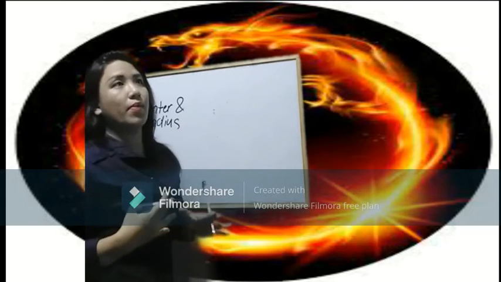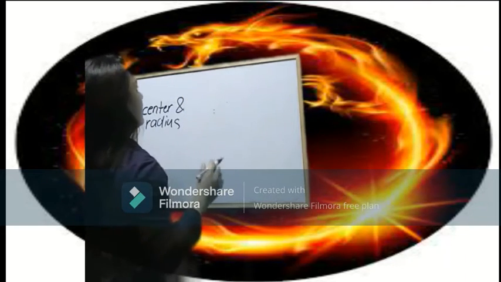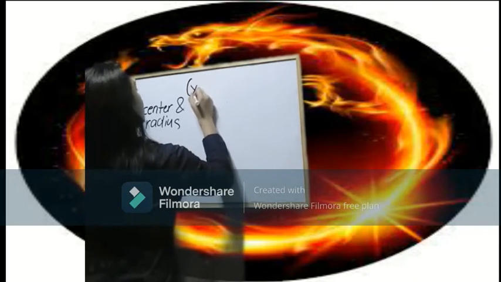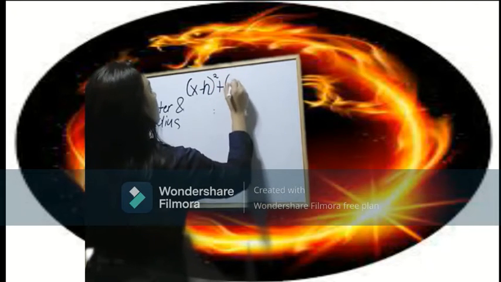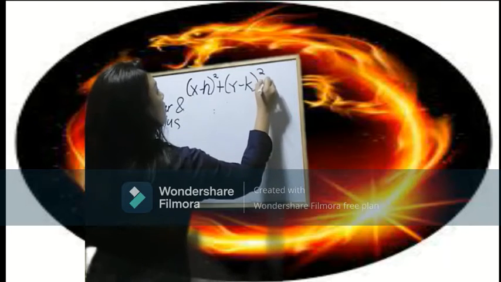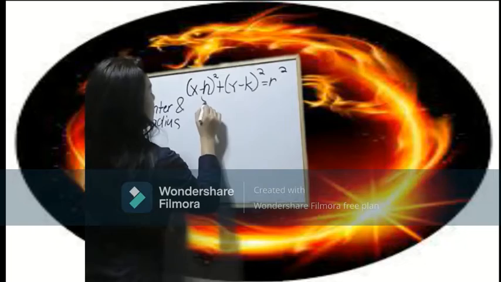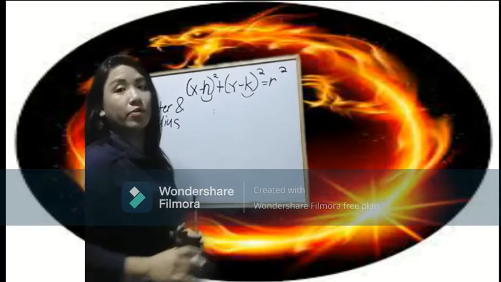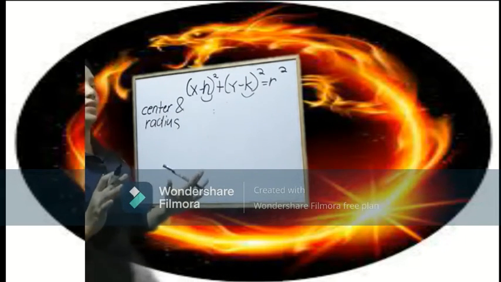We will be talking about the equation of a circle in center-radius form, which is (x - h)^2 + (y - k)^2 = r^2. Now, what are these h and k variables? These h and k variables represent the coordinates of our center.